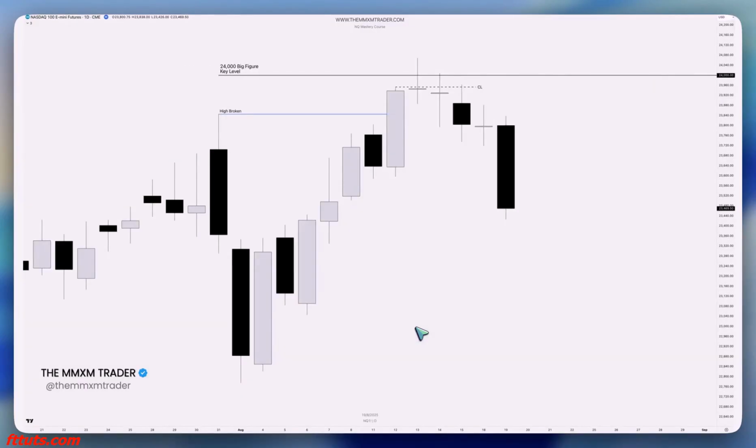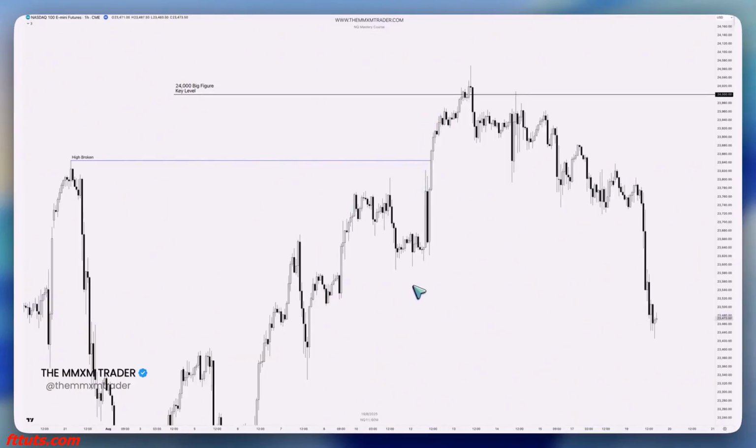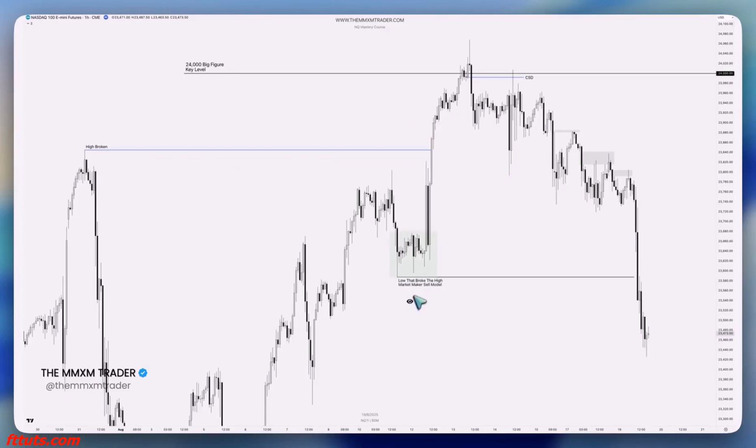Okay, one more example. So remember this from the highs that broke the lows and lows that broke the highs episodes. High broken, this is the low that broke the high. We trade into a key level. We get candle closure here, right? So what do you see? Right, low that broke the high is a market maker sell model.